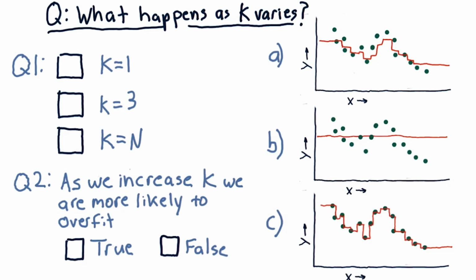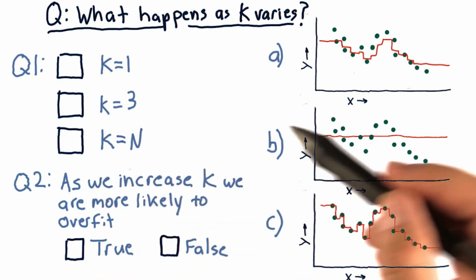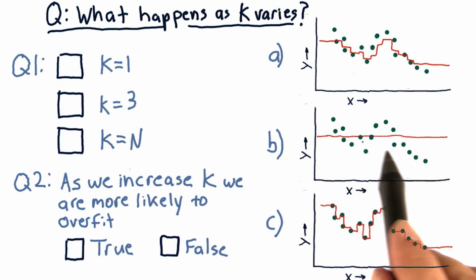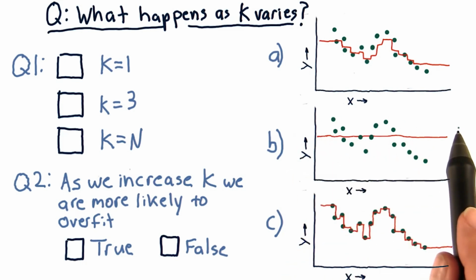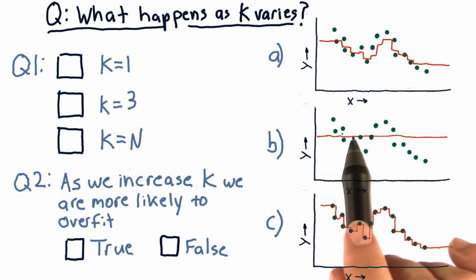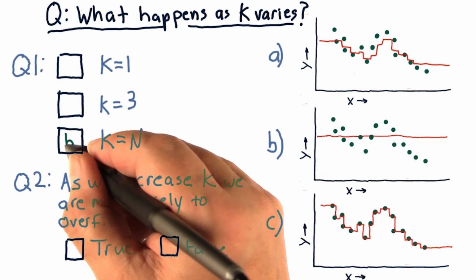All right, let's start with this one. One of these models was created with k equal to n, and it's this one. If we use all of the neighbors and all of the data points and take their average, the value of our model will be the same at every single point, namely the mean of all the y's of the data points. So this one is B, as in Bravo.